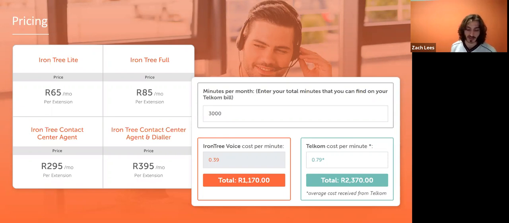The next thing we look at is the IronTree Contact Center Agent and the Contact Center Agent Dialer. These are for your call center level businesses. They're packed with an astronomical amount of features, and going through everything that comes along with those is effectively a demo of the product in and of itself.